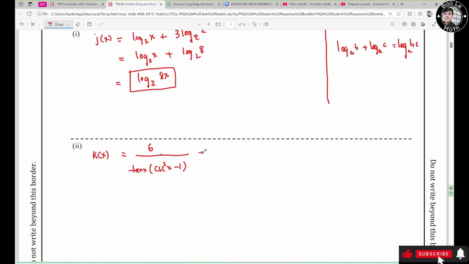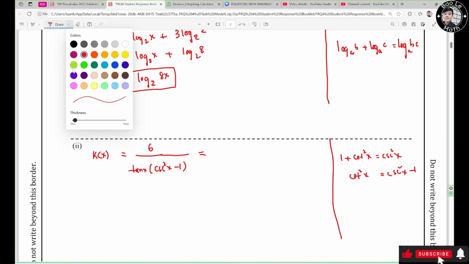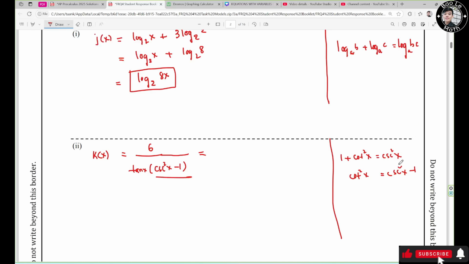We know that 1 plus cotangent squared of s equals cosecant squared of s. Now I need to subtract 1 from both sides, so I have cotangent squared of s equals cosecant squared of s minus 1. So I just replace this with this, so I have 6 over tangent s times cotangent squared of s.